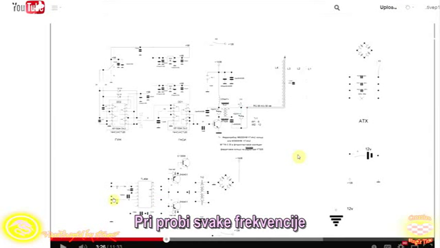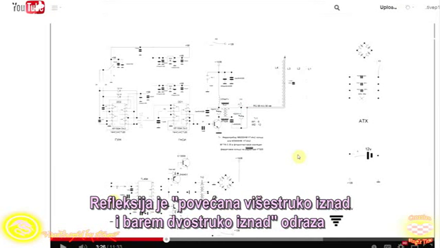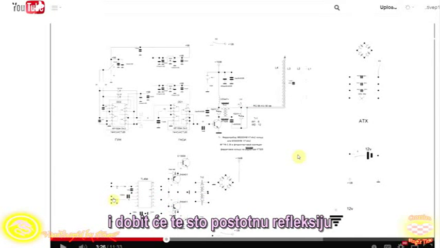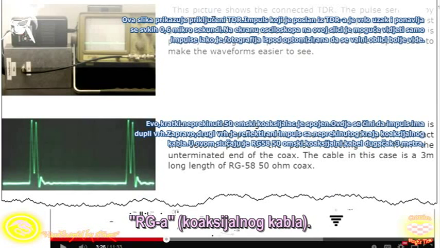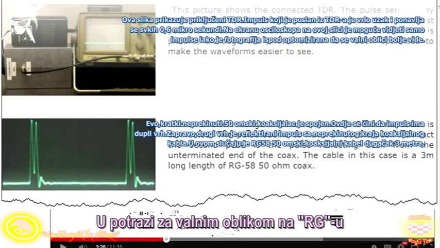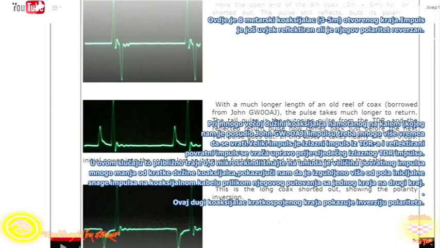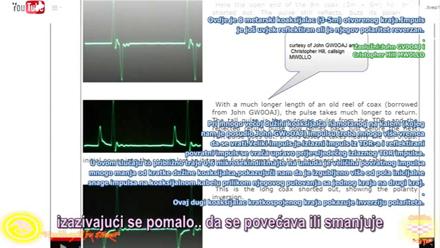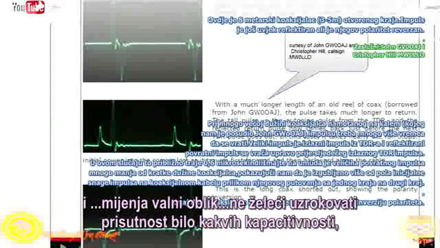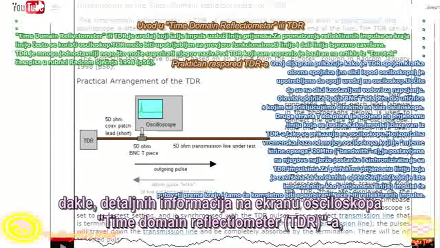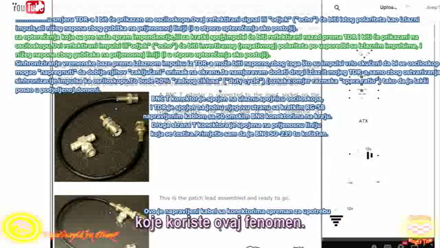But at normal HF frequencies, higher than 50 ohms reflection, the higher the number of ohms, the more the amount of reflection. And you can get 100% reflection from an open circuit. You can get 100% reflection with 180 degrees phase shift on a short circuit. By looking at the waveform on your TDR, and you look at the echo pulse, is it positive going or negative going, tells you is the impedance at the end higher or lower, and the wave shape tells you whether or not there's any capacitance there. So you've got a lot of information on that oscilloscope screen of a time domain reflectometer that uses this phenomenon.